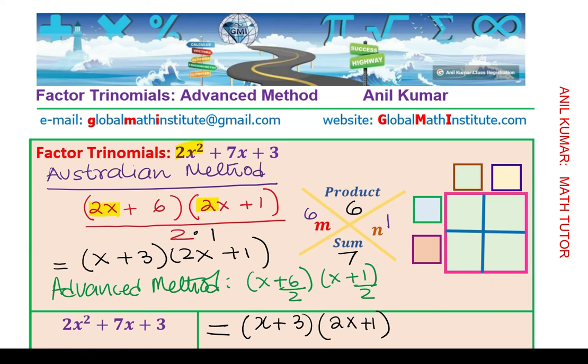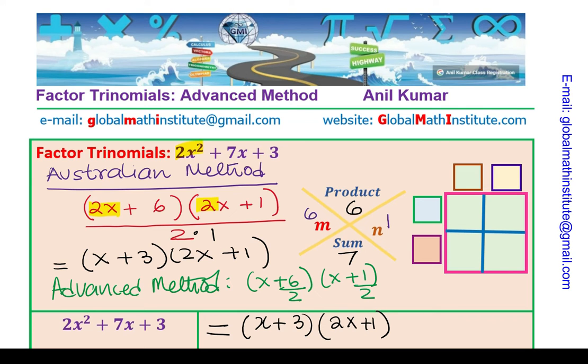So this is the advanced method in which we write the factors as a linear without a fraction. You get the idea. So x plus half is written as 2x plus 1. x plus 6 over 3 was directly written as x plus 3. Did you understand? So it's related to the Australian method to some extent, but it is more efficient than the Australian method, as you can see directly here, right?